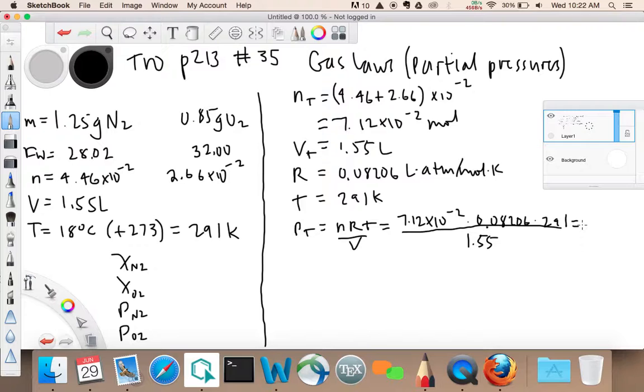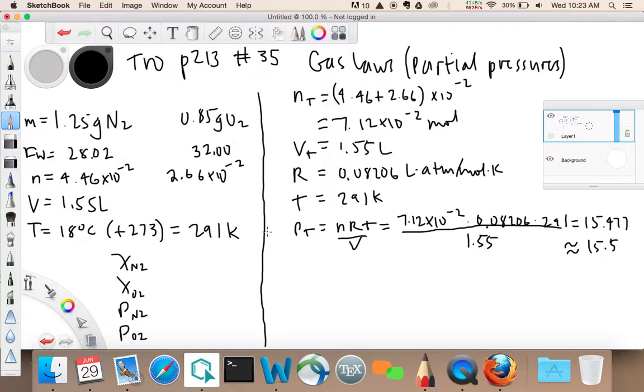Okay, so 7.12 times 10 to the negative 2. I still have that number in my calculator. It's not actually 7.12, it's 7.1173491 times 0.08206 times 291 divided by 1.55, which is 15.477. A little fast there. 15.477. Okay, I'm going to leave that number in my calculator. If the question was what was the pressure total, I'd have to report that to the right number of sig figs. Clearly it's 3 sig figs, so that'd be 15.5. All right, that's the pressure total.